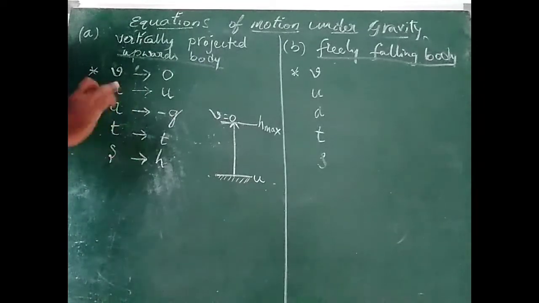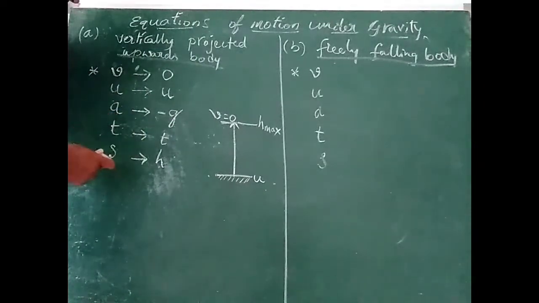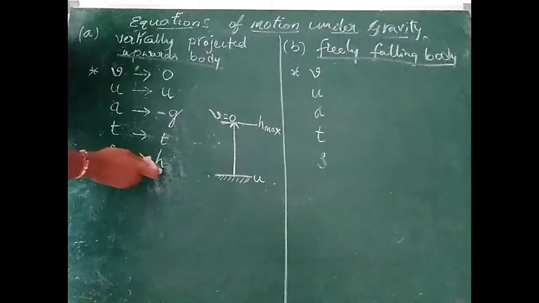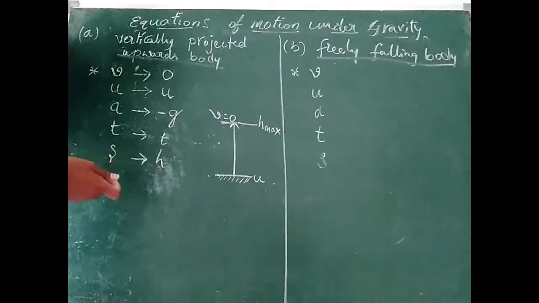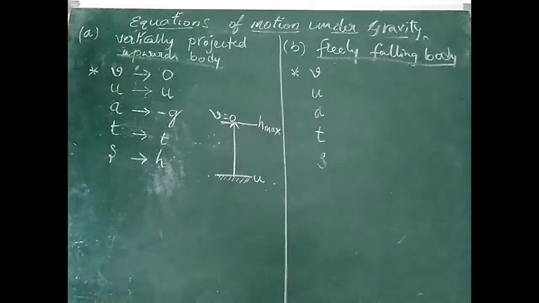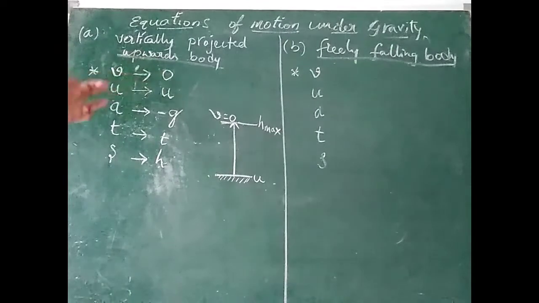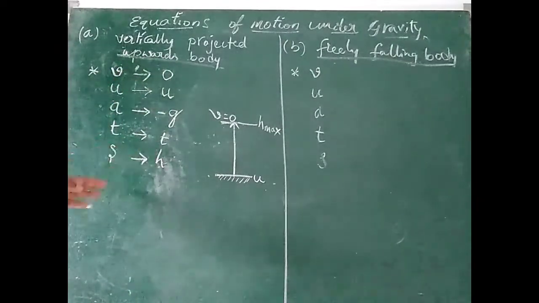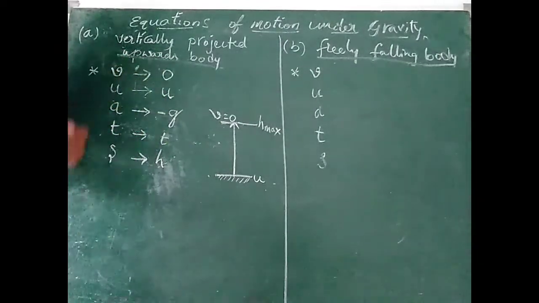T becomes T, time only. S becomes H. S is nothing but distance. Here H is nothing but height, and height is also nothing but distance. So these terms get converted like this: V becomes 0, U, A becomes minus G, T, S becomes H. Let's check in this case.